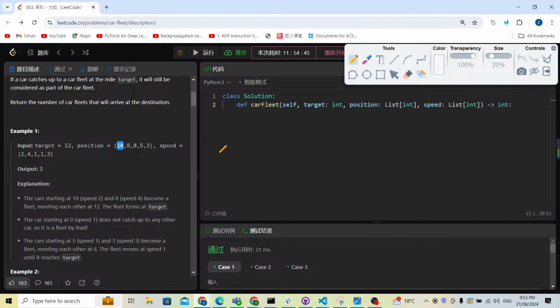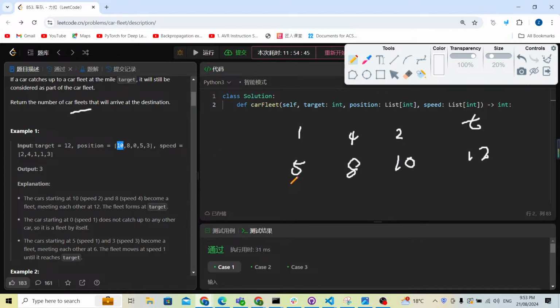So for the position, we're going to use position 5, position 8, and position 10. And we also have a speed. At position 10, the speed is going to be 2. At position 8, the speed is going to be 4. At position 5, the speed is going to be 1. And this is the target. The target is going to be at position 12. So we are going to calculate how many fleets do we have, but we only have three cars, and it is always dependent on the speed.